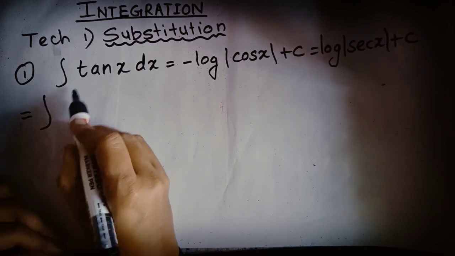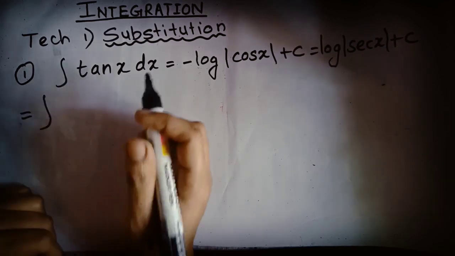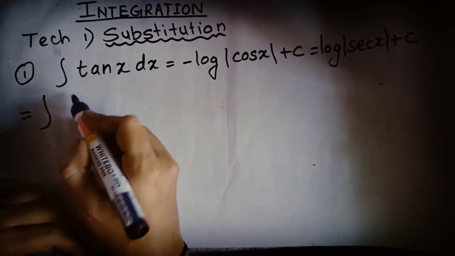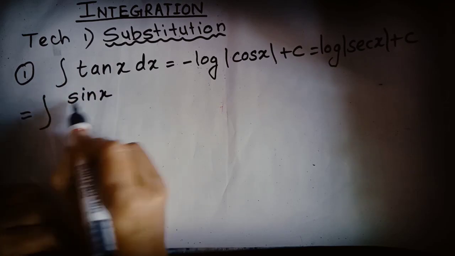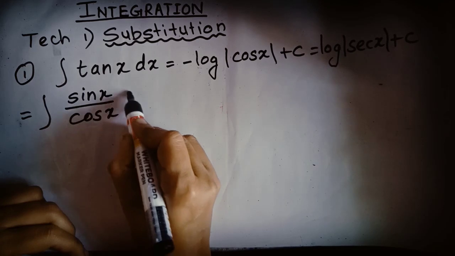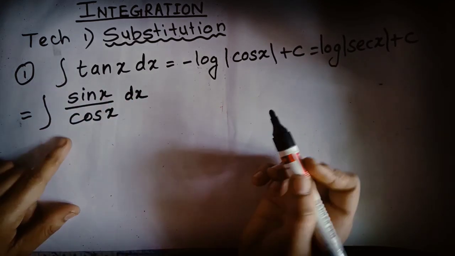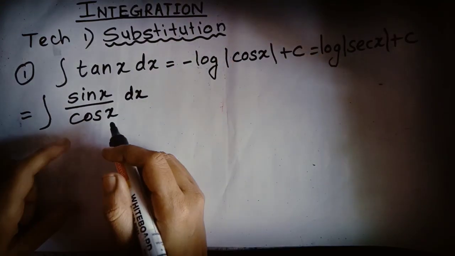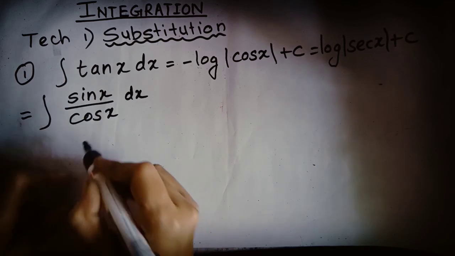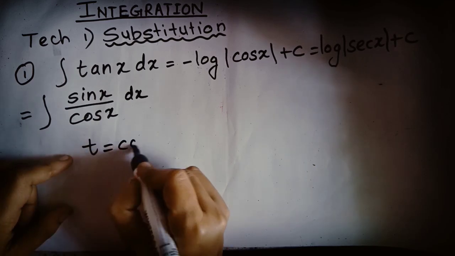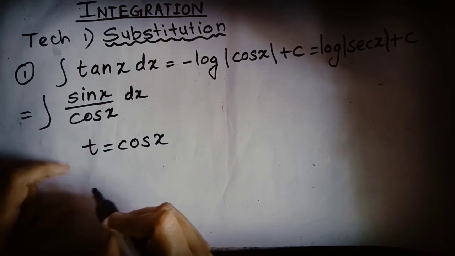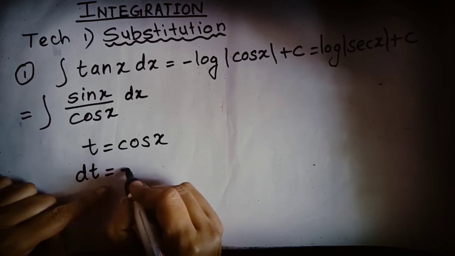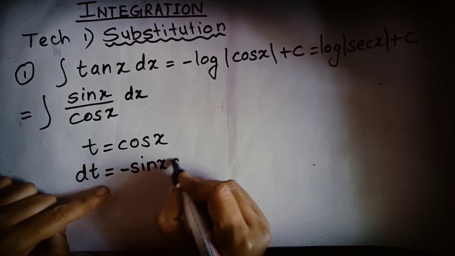So integral of tan, using the trigonometric ratios. Tan of x we can write as sine upon cos. If I take this cos, I am using substitution now. So cos of x I am taking as t. Now take the derivative, which is dt. Derivative of cos is minus sine x dx.